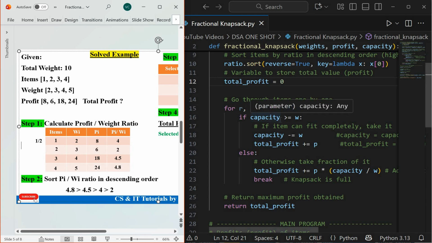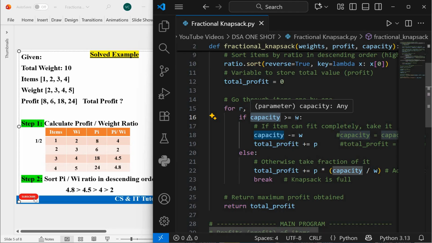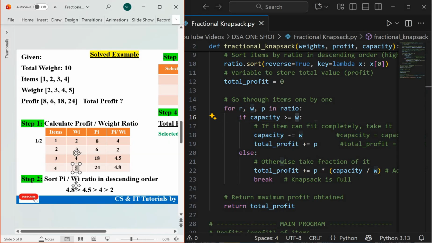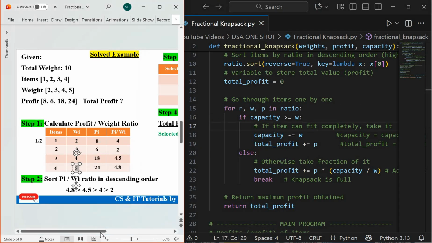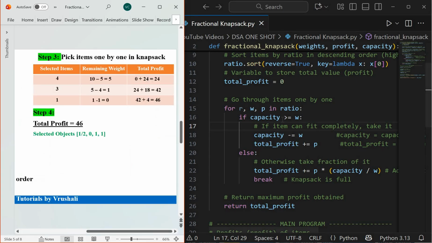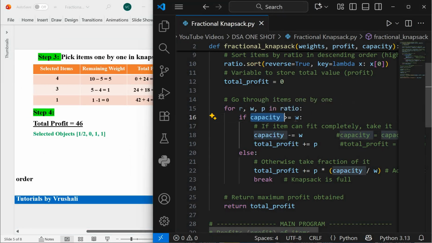Now check here. The capacity of our bag is 10 kg, and the weight of item number 4 is 5 kg. So 10 is greater than or equal to 5. This is your bag capacity and this is the weight of the particular item. So 10 is greater than or equal to 5 means you have to put the item into the bag. We put weight 5 into the bag, so 10 minus 5 equals 5.